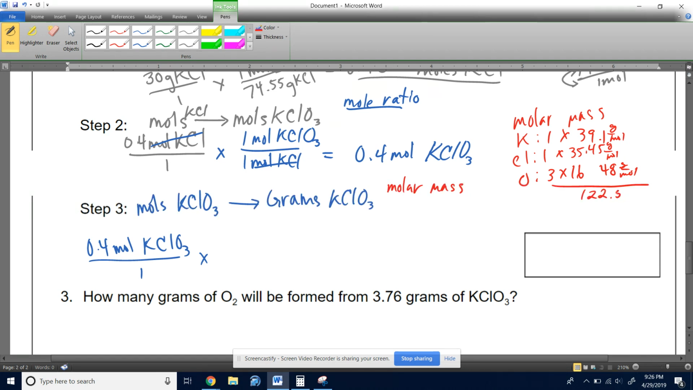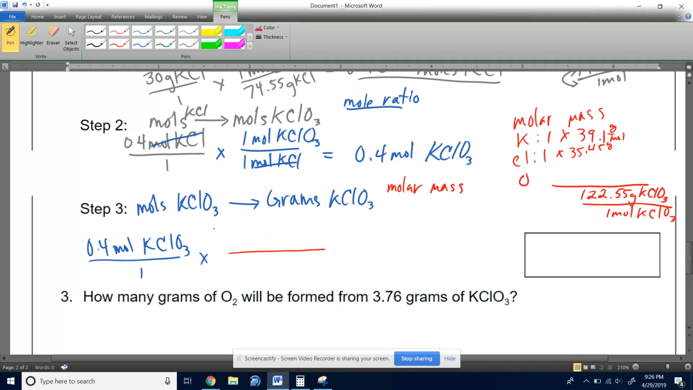When we add all these up together, we should get 122.55 grams of KClO3 over 1 mole of KClO3. Okay? Now what we could do is fit in our conversion factor right in here. Oh, that will work out perfectly because look, moles of KClO3 is on the bottom and moles of KClO3 is on top of this. So we could easily cancel units.